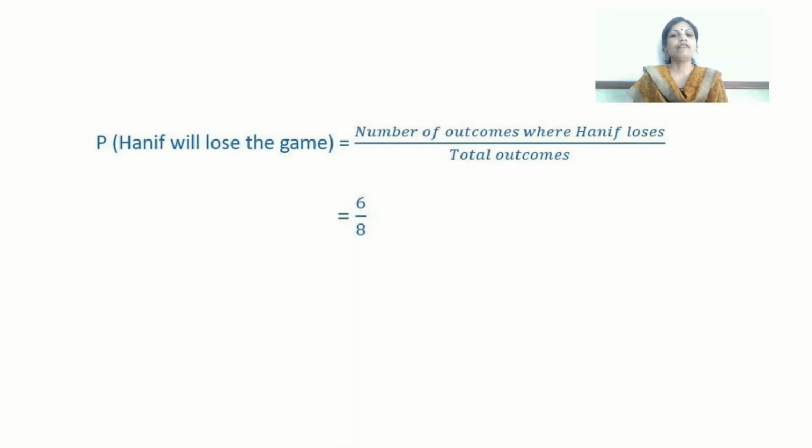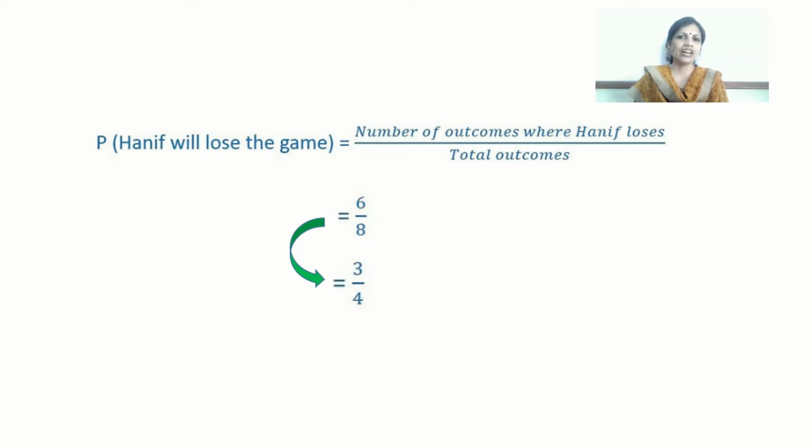Probability that Hanif will lose the game is equal to number of outcomes where Hanif loses upon total number of outcomes. Alright, so Hanif loses for 6 times and total number of outcomes are 8, and you can reduce it to lower terms, and after that your answer is 3 upon 4, and that is the probability that Hanif will lose the game. Alright, so easy sum. Only thing is that the possible outcomes should be correct.